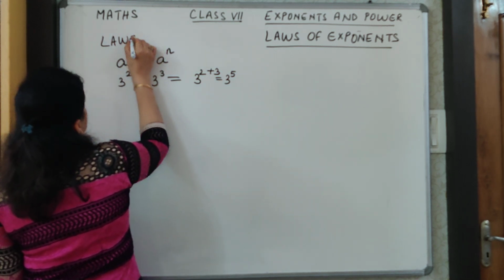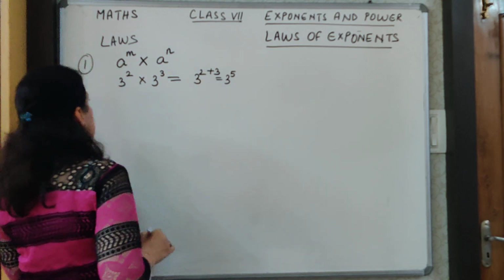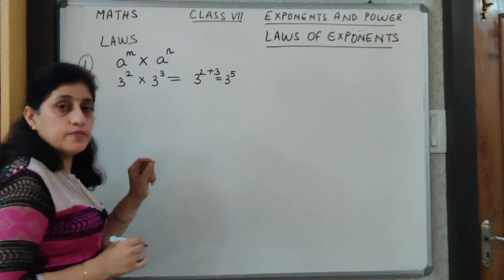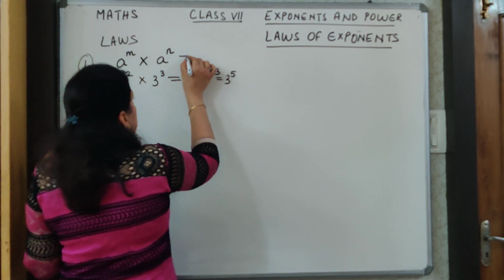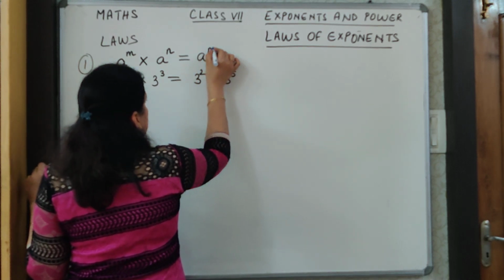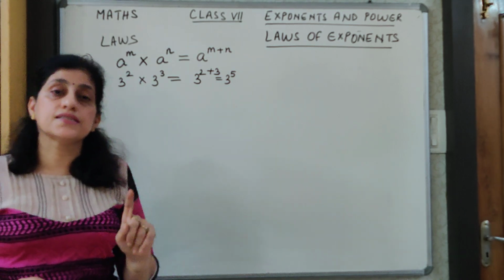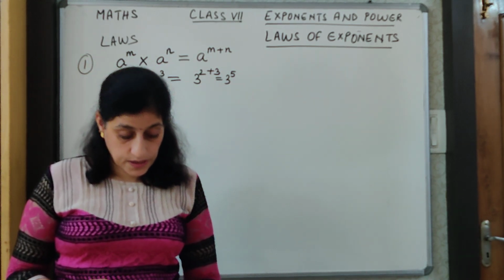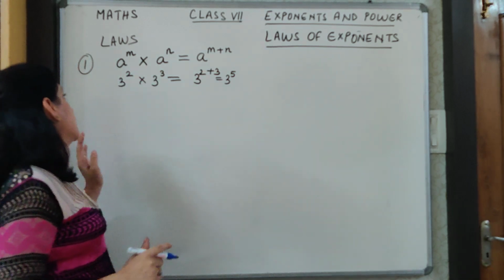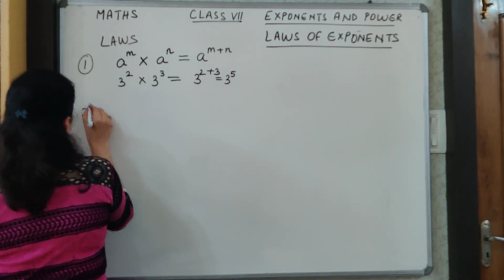We are doing the laws and this is the first law. So a to the power m into a to the power n can be written as a to the power m plus n. This is applicable when the bases are same. I hope this is clear. We will move on to the second law.